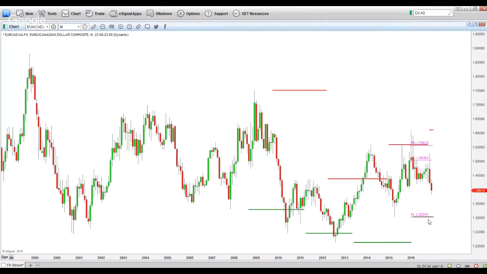Okay, Euro Canadian dollar, another currency looking fairly interesting. It's inside the pink lines, but it's now trading below 1.4, which is a significant move, because we'd then like to see price move towards 1.3. So there's about 1,000 pip worth of space towards 1.3 support.